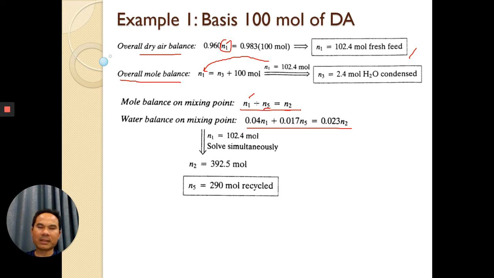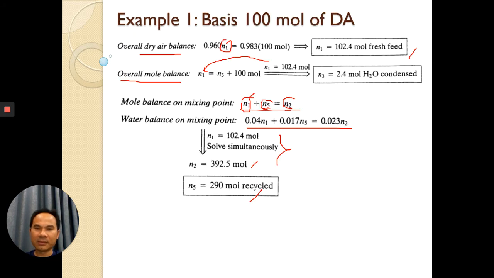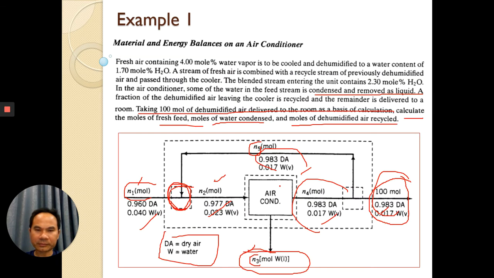We have two equations. You know N1 already. Two equations, two unknowns, N2 and N5. You can solve simultaneously, and you get N2 and N5. And then you balance around the condenser, you can solve for N4. For this case, it's not necessary to do that because the question is to find fresh feed.